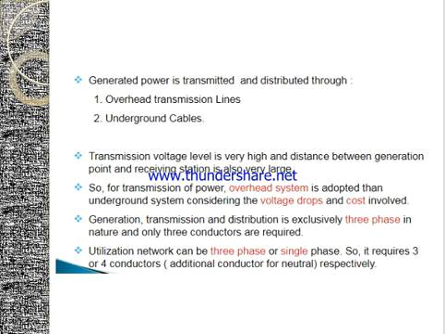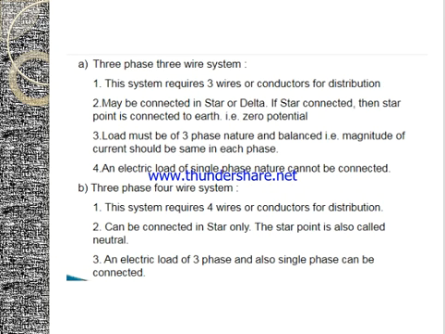The generated power is transmitted and distributed through overhead transmission lines, and also through underground cables. The transmission voltage level is very high and the distance between the generation point and the receiving station is also very high. So for transmission of power, the overhead system is adopted rather than the underground system, considering the voltage drops and cost involved. Generation, transmission and distribution are exclusively three-phase in nature and only 3 conductors are required there. The utilization network can be 3-phase or single-phase, so it requires 3 or 4 conductors depending upon the availability of the neutral conductor.